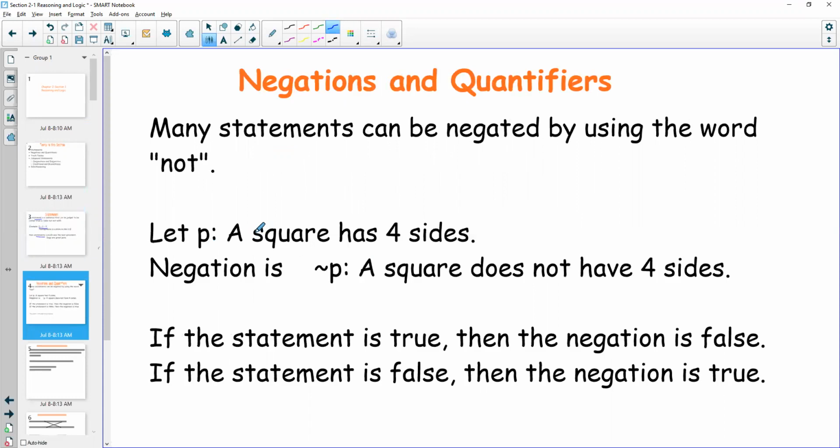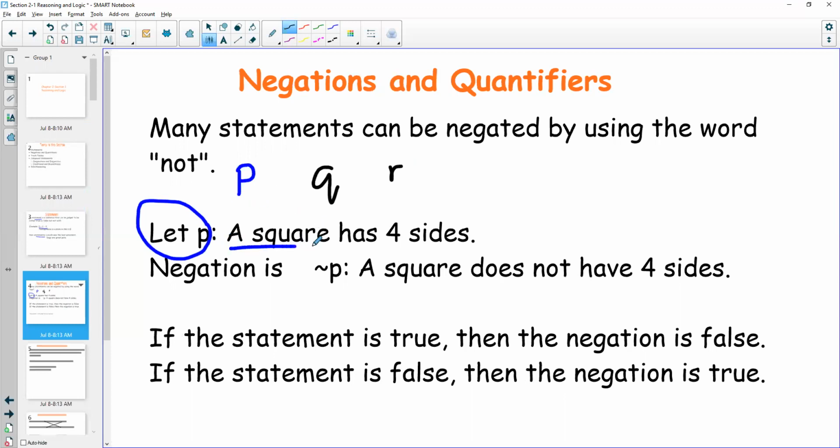Many statements can be negated. So we can do the opposite of a statement by using the word not. If we give a statement a name, we could name it P. Generally, when we use statements, we name them P, Q, or R. When we do that, we usually start with the letter P. Oh, sorry, I lost my pen for a second there.